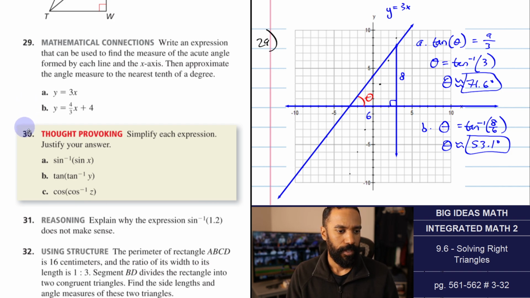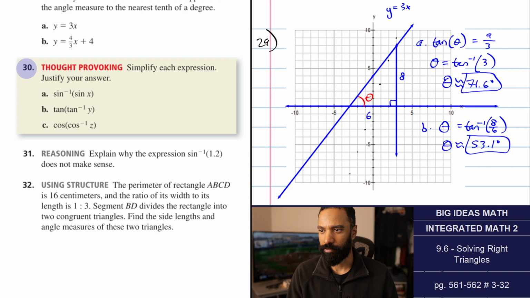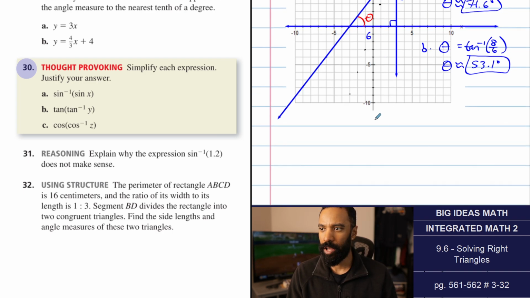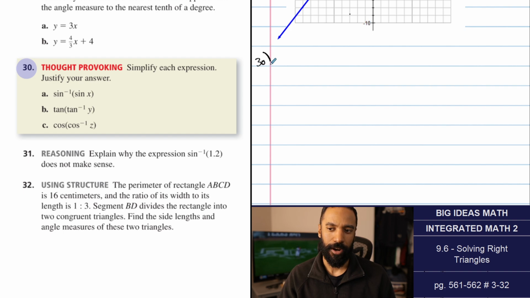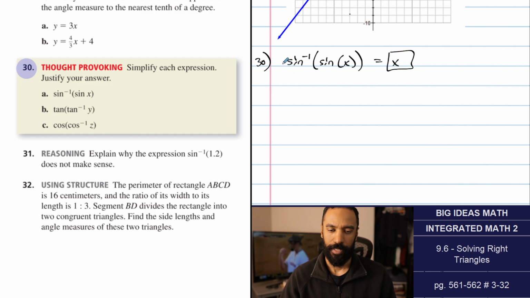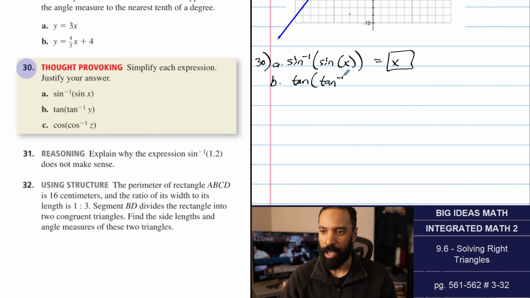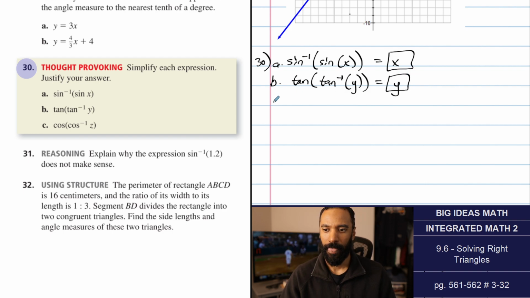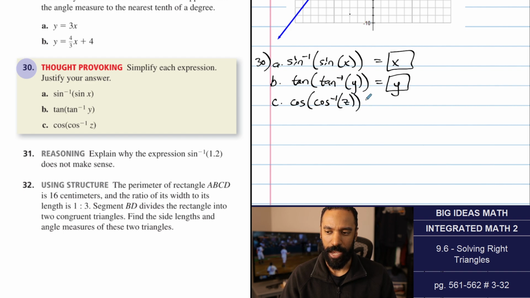Okay, number 30. Thought-provoking. Simplify each expression, justify your answer. The book never called this out. The inverse sine of the sine of an angle is just the angle itself. This is part A. I'll talk about them out loud, but I'm not going to mathematically justify it. The tangent of the inverse tangent of a ratio is just that ratio. And the cosine of the inverse cosine of a ratio is just that ratio.